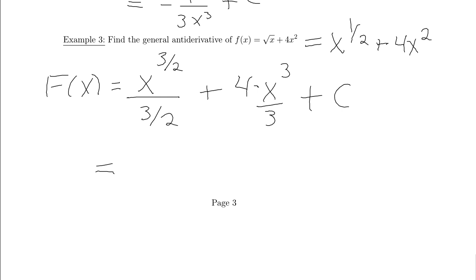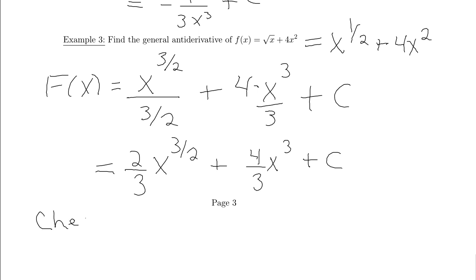So simplifying this a little bit, let's think about this. If we're dividing by 3/2, that's the same as multiplying by 2/3. We take the reciprocal, that 2 goes up into the top. So we have 2/3 x to the 3/2 plus 4/3 x cubed plus c. And we should check our answer.